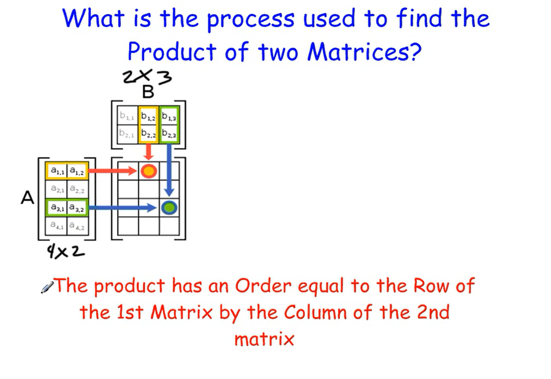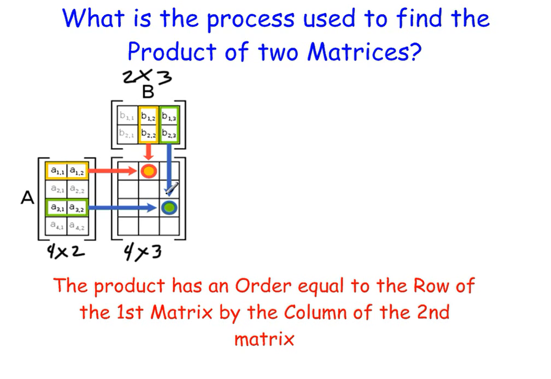So what is our answer going to look like? Well, the product has an order equal to the row of the first matrix by the column of the second. So if you look at our answer, okay, the 2's match up, so we're left with a 4 by 3. 1, 2, 3, 4 by 1, 2, 3. So how this works is to find our solution, we use the rows of our first matrix, that's where the 4 comes from, and we look at the columns of our second matrix, and that's where the 3 comes from. And we use a combination of those to get our solutions.